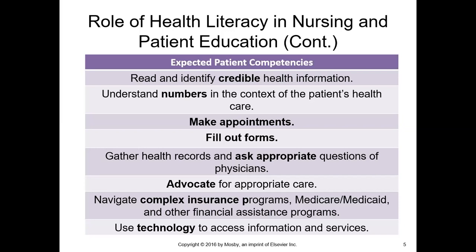On our admission to physicians' offices and hospitals, we should be asking patients if they are able to read and write, and what language is their primary language they use to read and write. We need to gather health records and ask appropriate questions of physicians. The more information that we can provide patients about their health and how to interpret information about their health, the more likely they are to be able to understand it and think a step further to ask about questions they don't understand. How to advocate for appropriate care.